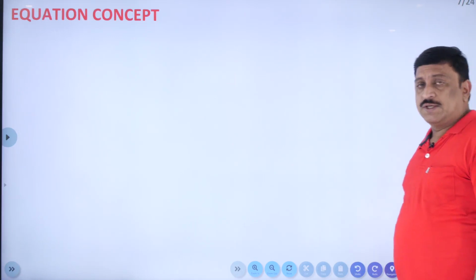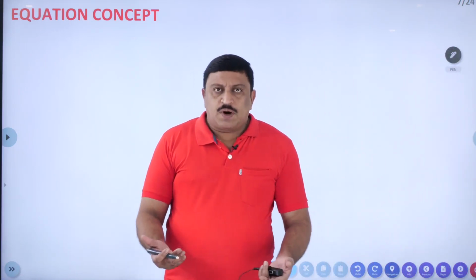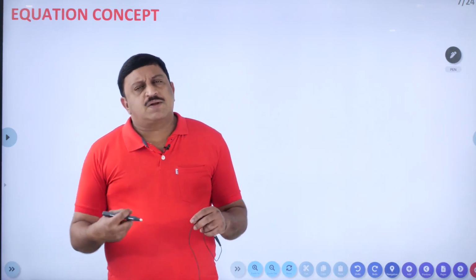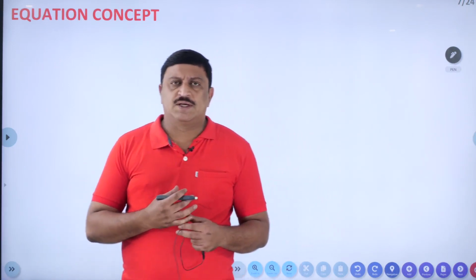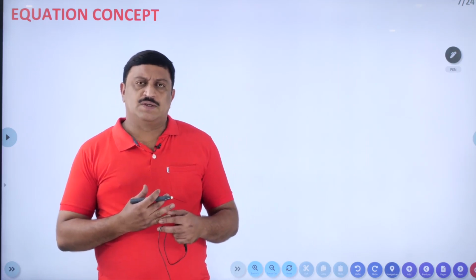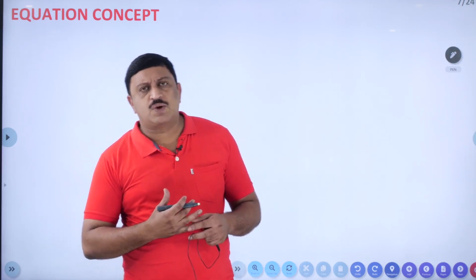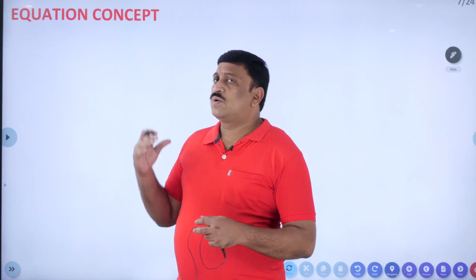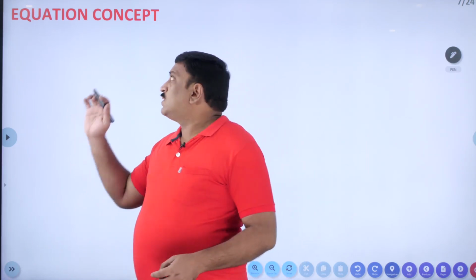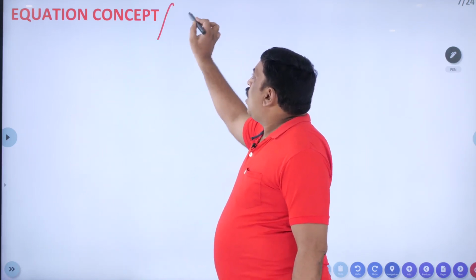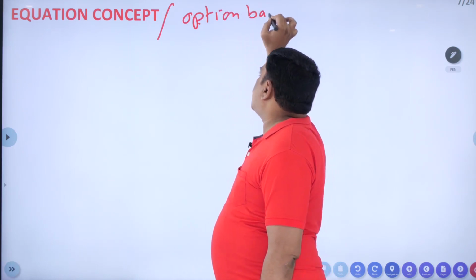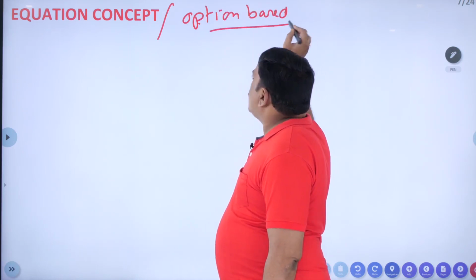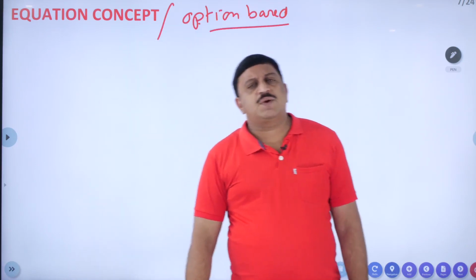I think the next concept is the equation concept. Equation, that's what I said, there is no chance here also. We have to form the equation just like the previous product concept. Sometimes product directly goes to options. Here also sometimes we go to options, but I can say the equation concept is option based also. Why? Because with options you can do it, but option based is nothing but equation only.